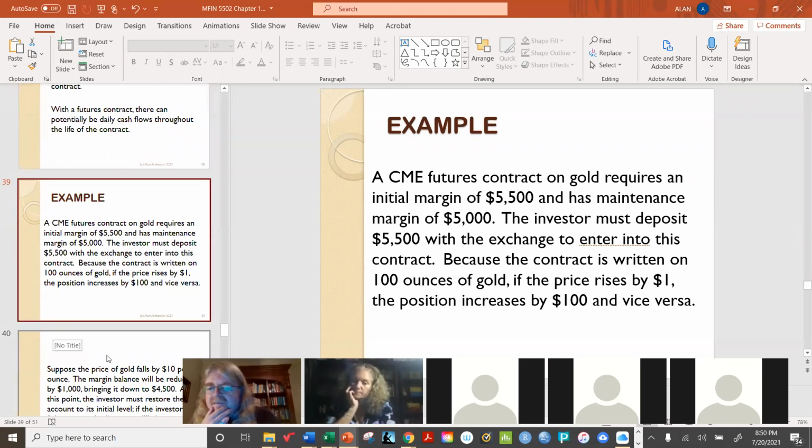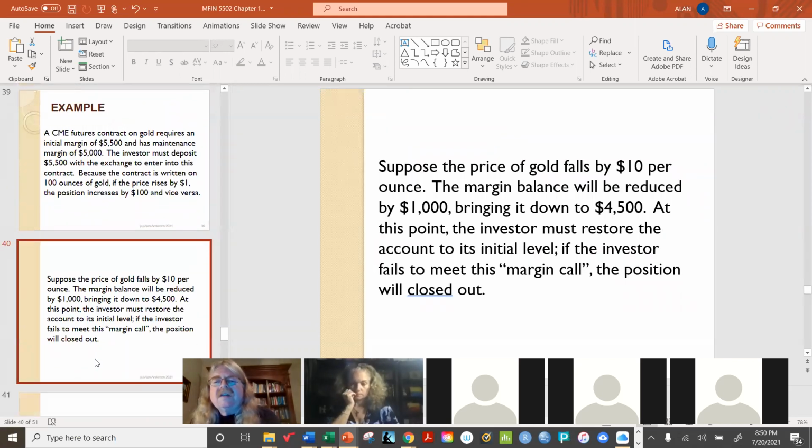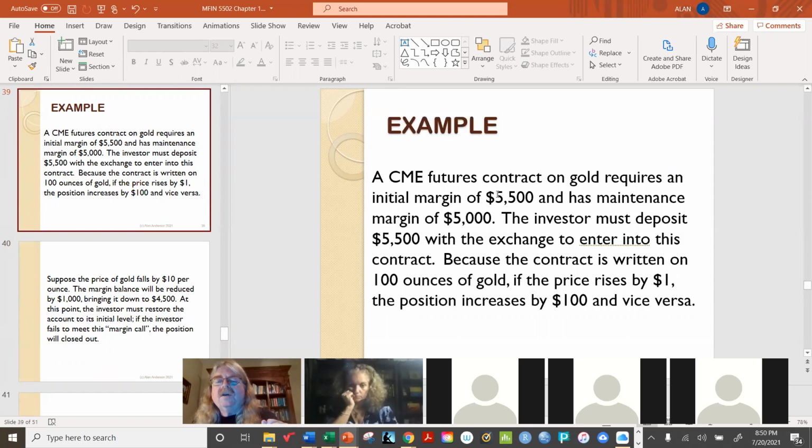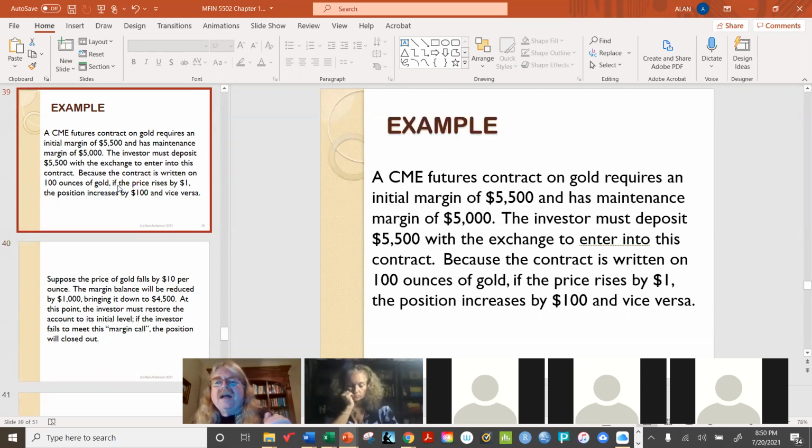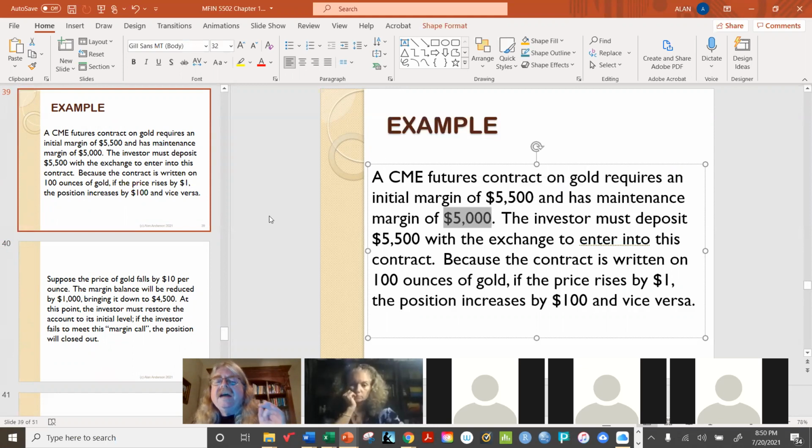And you can see that if gold has a rough day, your position could be wiped out pretty quickly. So let's just say that it goes down $10, which means that the value of your position has lost $1,000, which brings your margin balance all the way down to $4,500. Now, that's upsetting enough as it is, but that means that your balance has fallen below the so-called maintenance margin, and now you have to put more margin into that account.